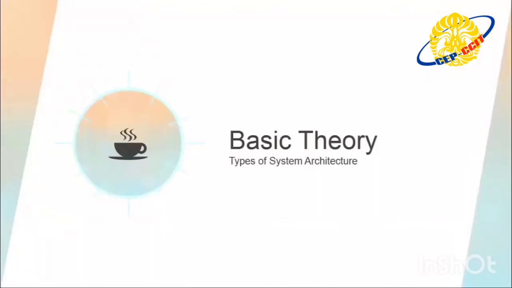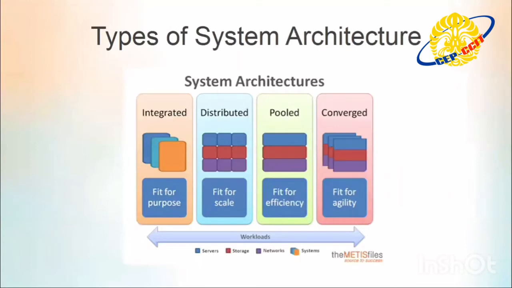Next is the types of system architecture. The first type is integrated, which is fit for purpose, and the next is distributed, which is fit for scale, and then pooled, which is fit for efficiency, and then converged, which is fit for agility.